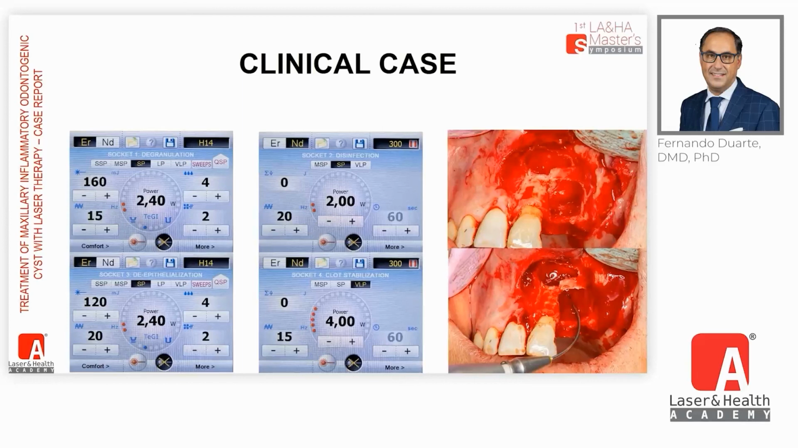After that, we start to prepare the cystic cavity, and as I described, we did it in 4 steps. Step 1, degranulation; step 2, disinfection; step 3, deepithelialization; and step 4, clot stabilization. It's very important to try to keep the maximum of bone that you are able to, because it's very important for the reconstruction, and as you can see here, we try to do it.